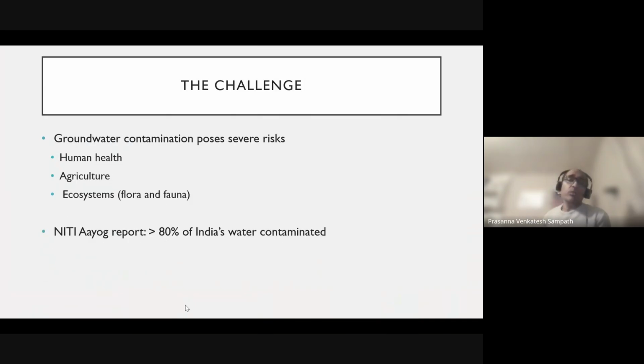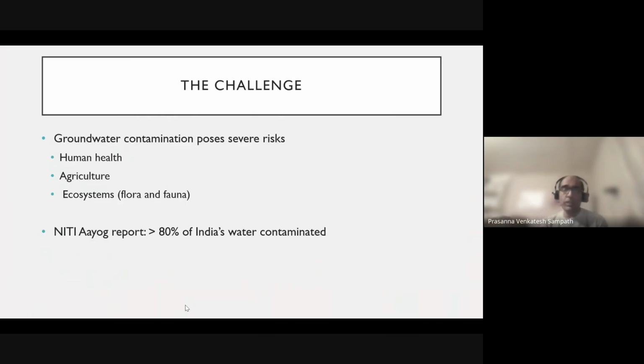Now the challenge with groundwater contamination is that it can impact human health, of course, right? You pump out the water and you use it for your domestic purposes, drinking, bathing, and all of that. So it can obviously impact human health. It can also impact agriculture because that contaminated water is being used to cultivate all the crops, right? And if the water enters into the crops, then there is a process called bioaccumulation, where the contaminant goes into the entire food chain, right?